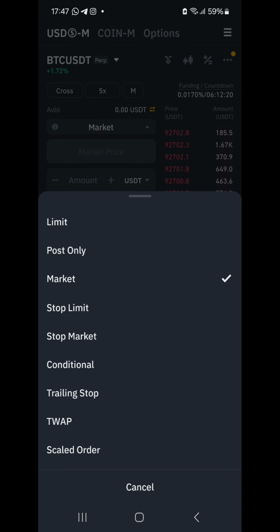At the end of the video, I will tell you that this may not be important as a beginner or intermediate. Your focus should be on the limit, market, and then probably the stop. That is it.